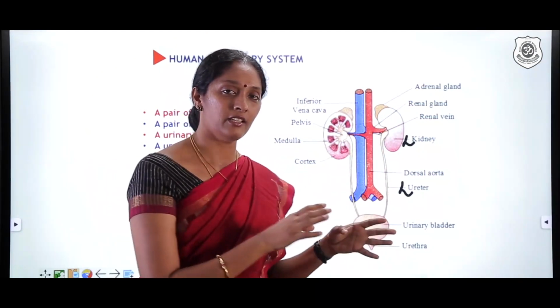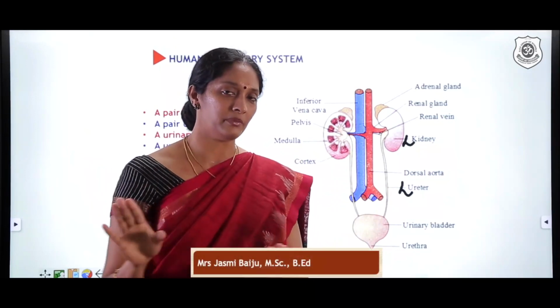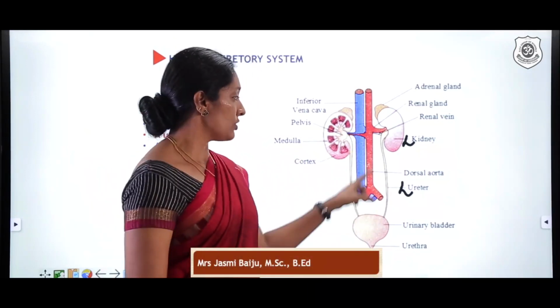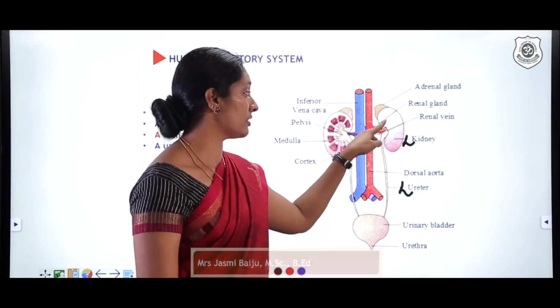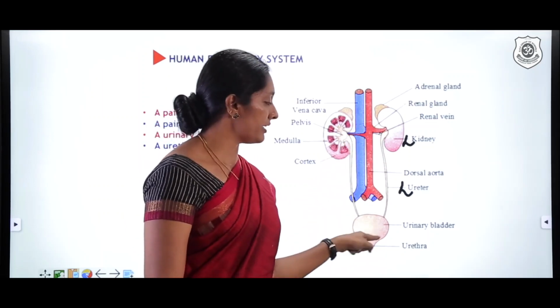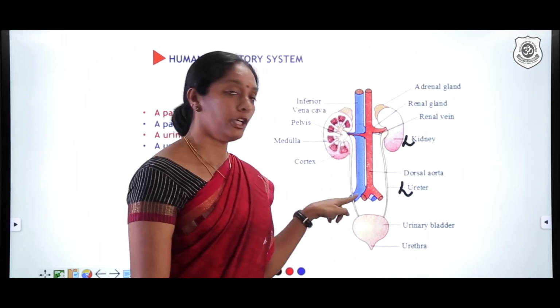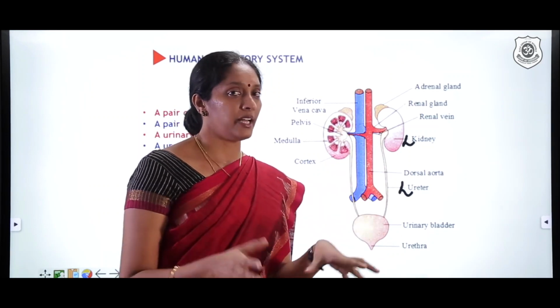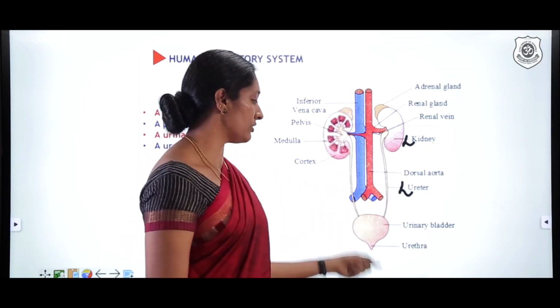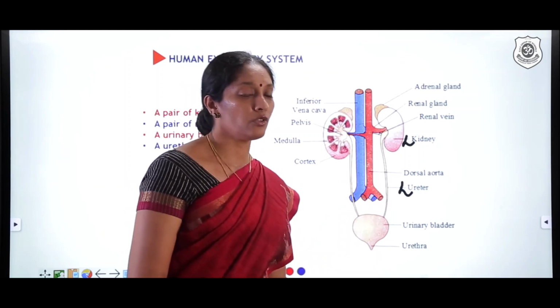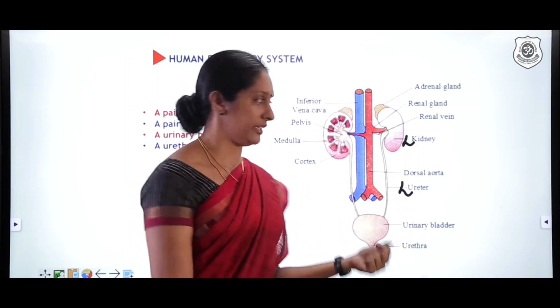So urethra throws urine out of the body. Remember it that way, you'll never forget. So ureter is something that starts from the kidney and it takes the urine towards your urinary bladder. In the urinary bladder, the urine gets collected and through the urethra, it throws urine out of the body.